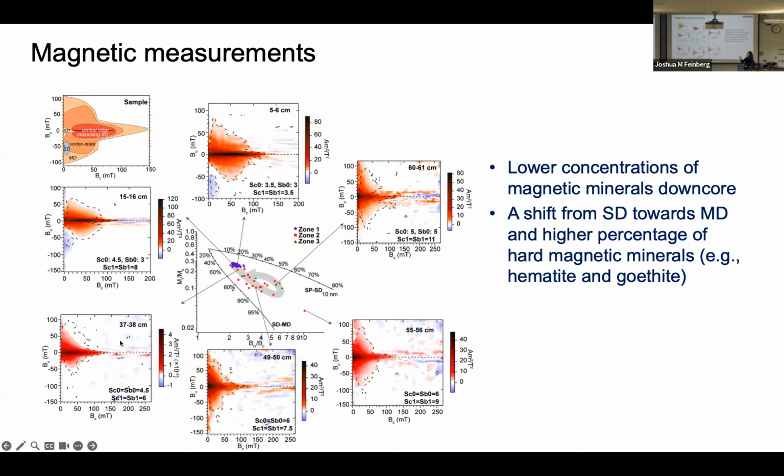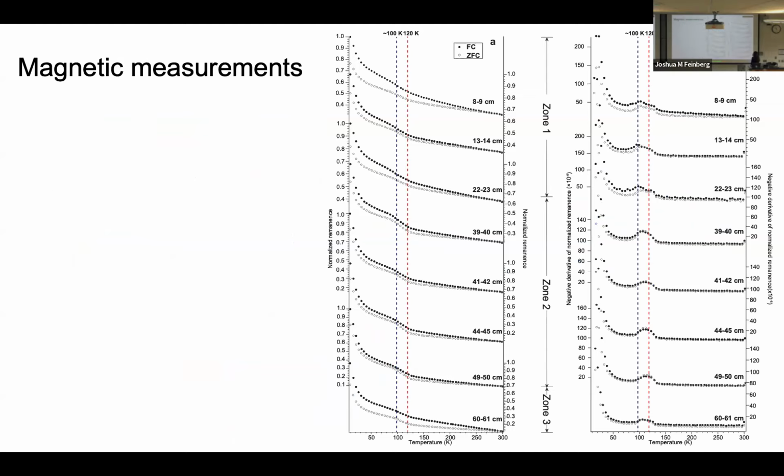as you can imagine, if you still remember from the previous slide, it's pretty much a big drop of magnetic mineral concentration. You start to go towards this more multi-domain area all the way to 60, 61. You don't see the central ridge anymore. And you have more and more hard magnetic materials going into the sediments as well. So we think basically you have more hematite and goethite as you go deeper.